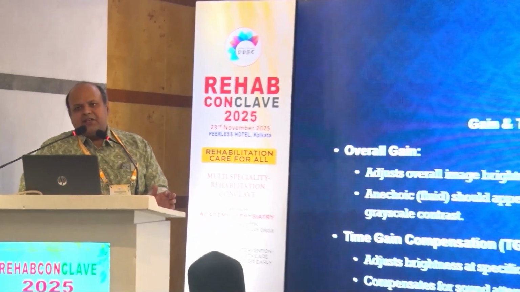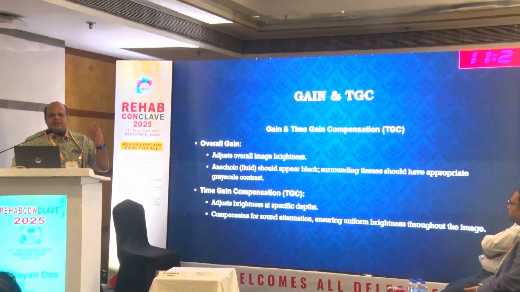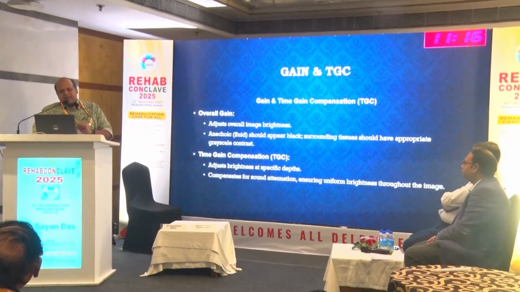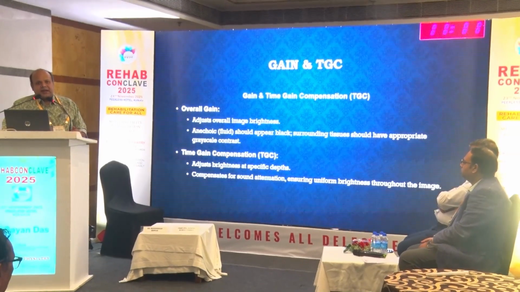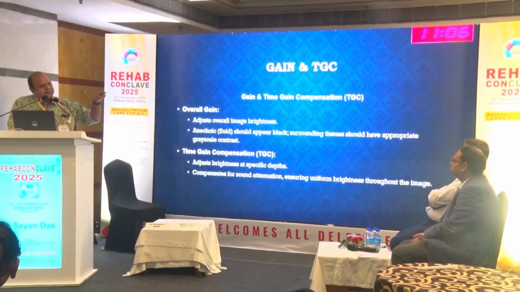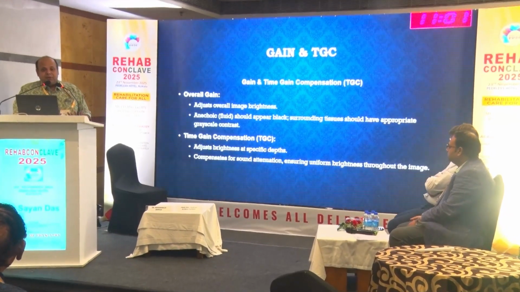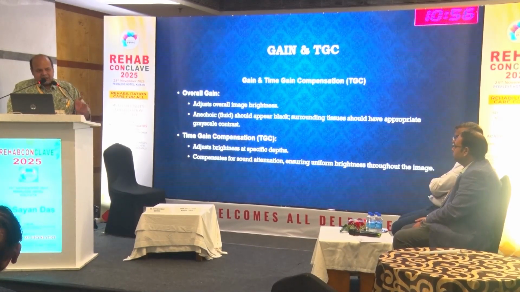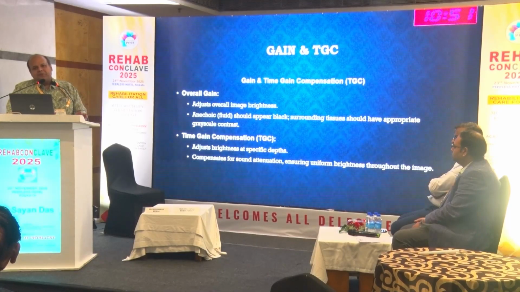So the gain and TGC, what do you call gain? Gain is overall increasing brightness of the image. And TGC is the time gain compensation. What is that and how is it different from the gain? In TGC, you can control the gain as per the depth. So you want the deeper tissue to be brighter than the superficial part. You increase the TGC at the lower part, the deeper part, and keep the TGC low in the superficial part.